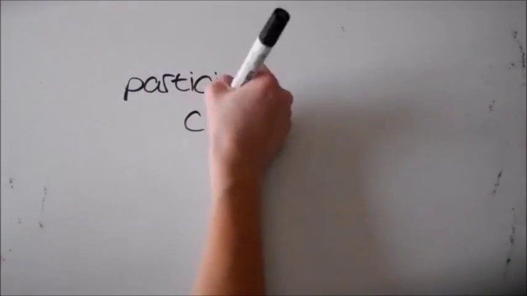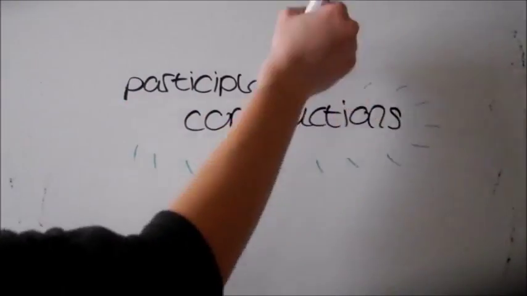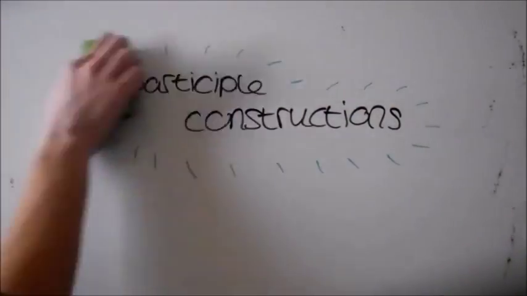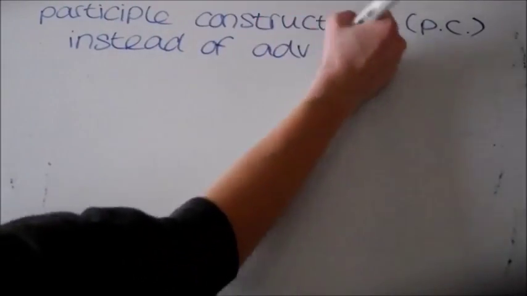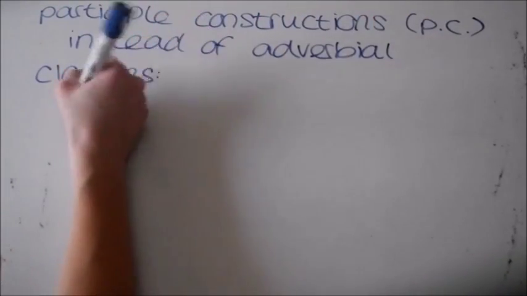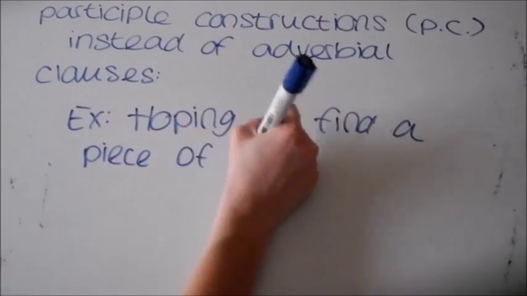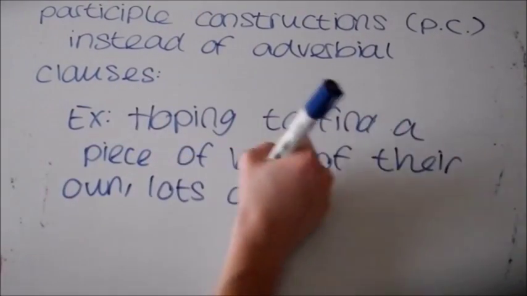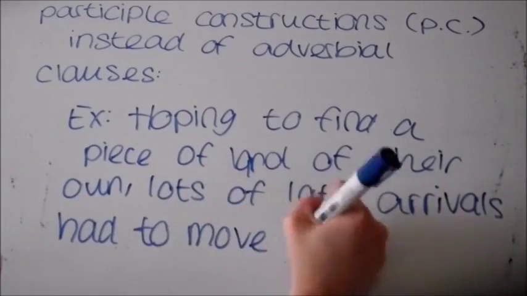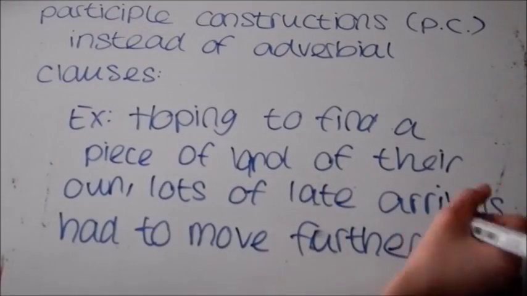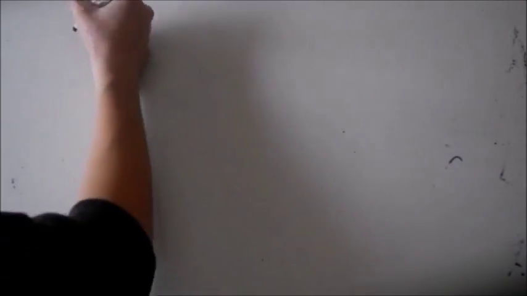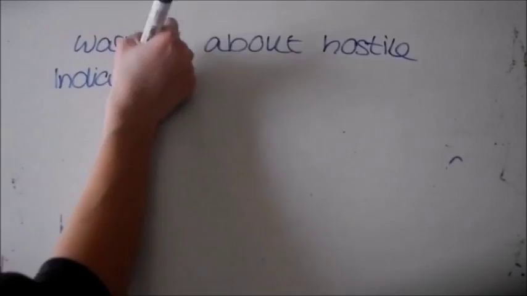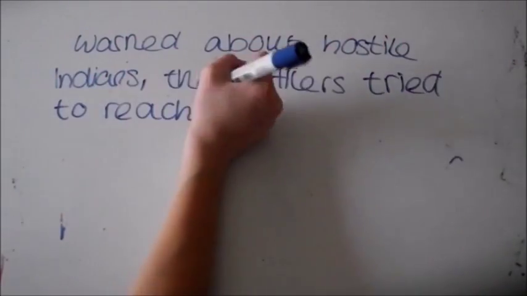The last theme we want to talk about today is participle constructions. Participle constructions can be used instead of adverbial clauses. For example, hoping to find a piece of land of their own, lots of the arrivals had to move farther and farther west. Or, warned about hostile Indians, the settlers tried to reach the nearest fort.